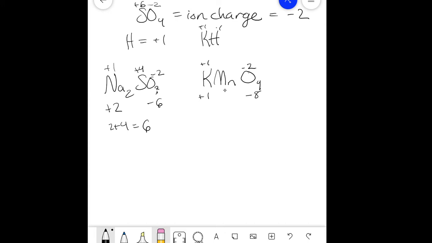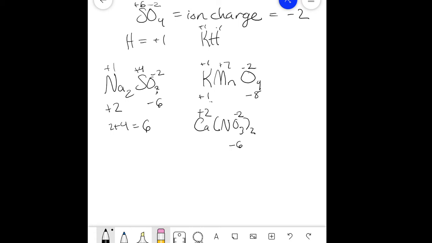So we need something positive that's going to combine with 1 to give us 8. And so that's going to be manganese +7. So these can be very variable except for those ones that are set in stone. So say we had calcium nitrate. So we know calcium is +2. It's in the alkaline earth metals. We know oxygen is -2. So that gives us -6.